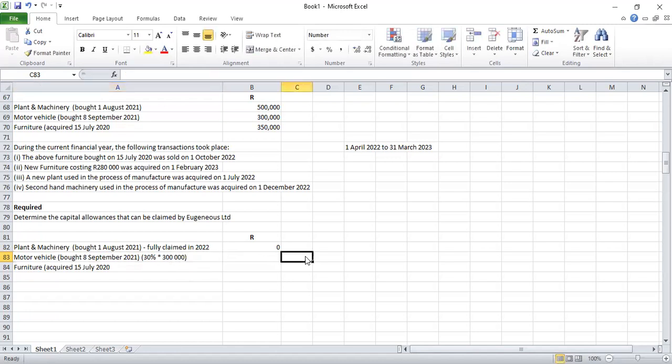I can comment here that 50% was claimed in the 2022 year of assessment. Please don't forget that our year of assessment ends in March, so the first March after 8 September was 31 March 2022. Remember that this allowance is not apportioned. So although it was September to 31 March 2022, about 7 months, they still claim the full 50% in that year. In this year, they will only claim 30%. What will we get there? 90,000. Thank you so much.